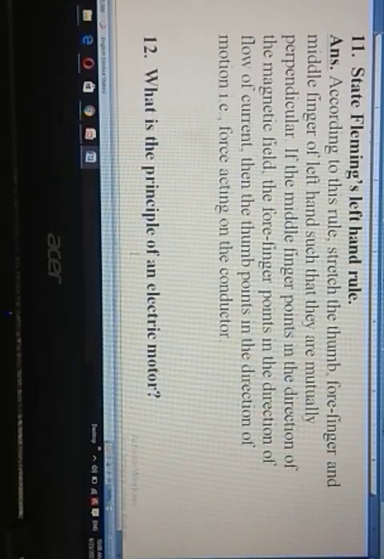State Fleming's left hand rule. According to this rule, stretch the thumb, forefinger and the middle finger of the left hand in such a way that they are mutually perpendicular to each other. If the middle finger points in the direction of the magnetic field, the forefinger points in the direction of flow of current, and the thumb points in the direction of motion, then we can say that the force is acting on the conductor.